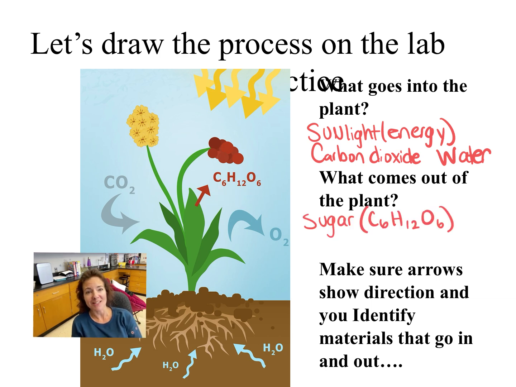Basically, sugar is the plant's food. That's what it's making. And then the other product of photosynthesis is going to be oxygen, which is great for you and I so that we can do the process of cellular respiration. Now the plant is also going to need oxygen because the plant is also going to do cellular respiration, but we'll get to that at another time.